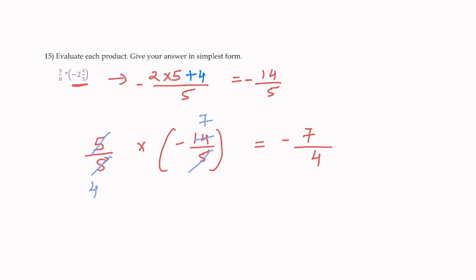And remember the negative sign because one of the factors is negative, so it's plus times minus. Now you can leave it here if you are not asked to further make it a mixed number.